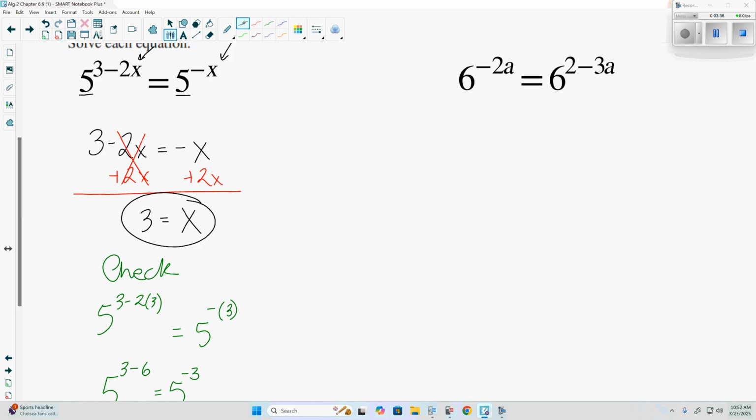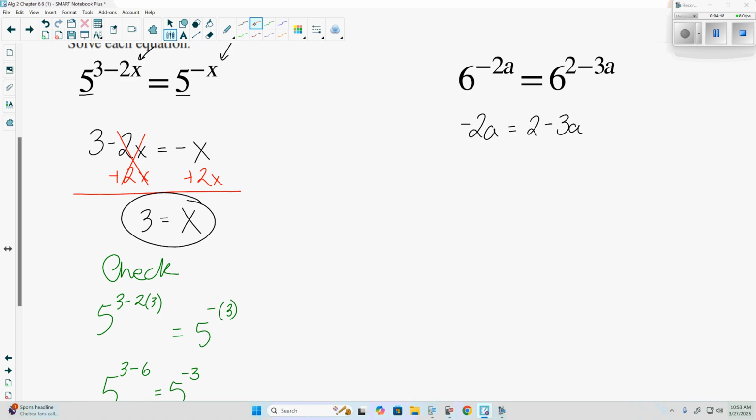So let's look at the next one. 6 to the negative 2a is equal to 6 to the 2 minus 3a. Are the bases the same? Do we have one base on either side? Well, yes. So if the bases are the same, the only way these two expressions can be equal is if the exponents are equal. So 6 to the negative 2a is equal to 6 to the 2 minus 3a, if and only if negative 2a is equal to 2 minus 3a.